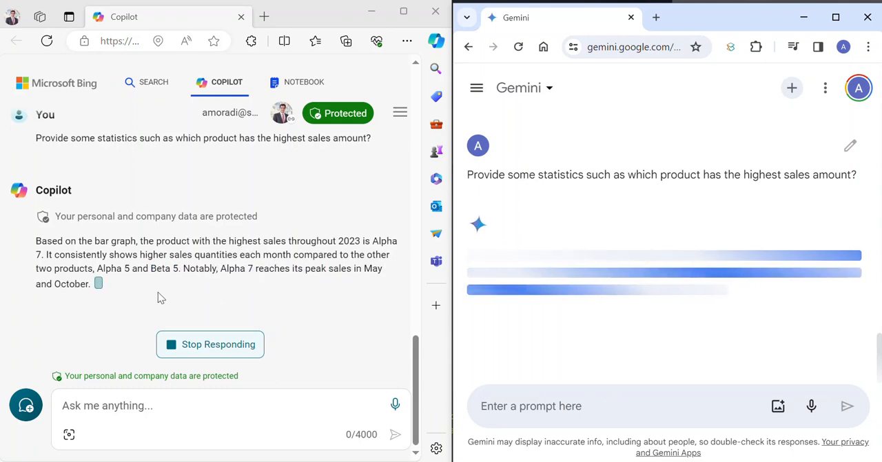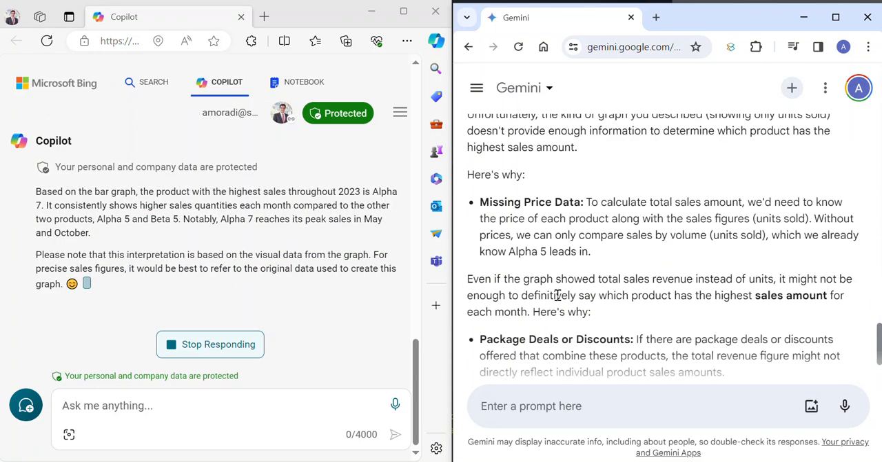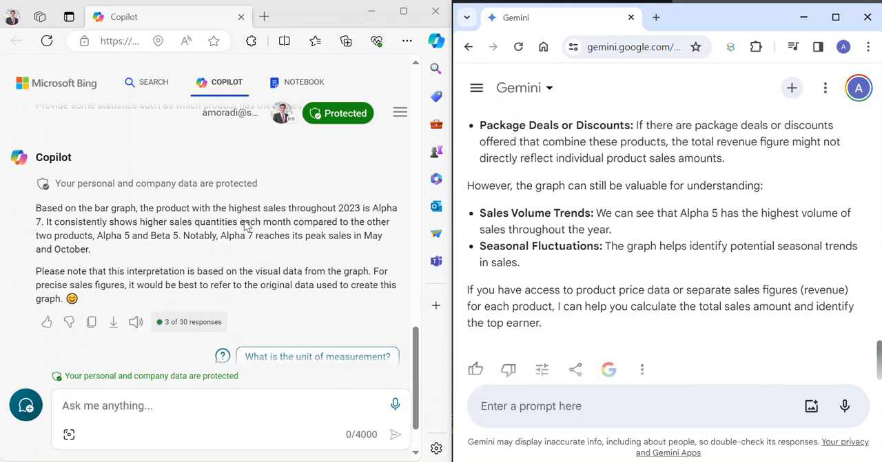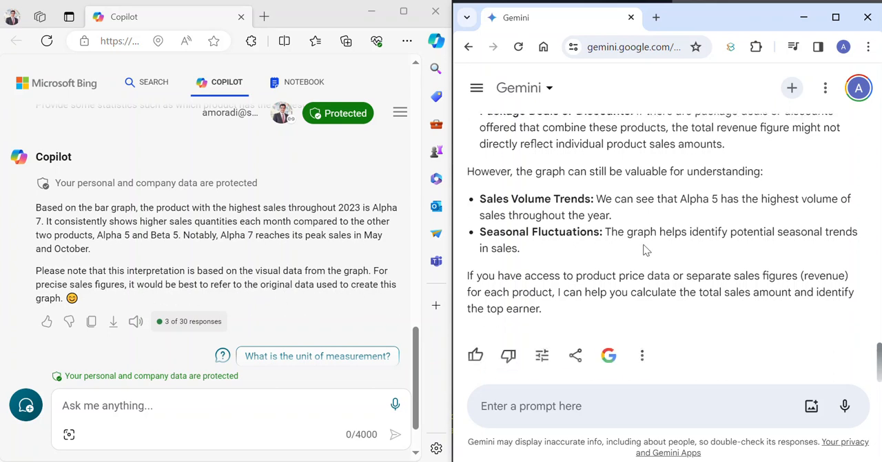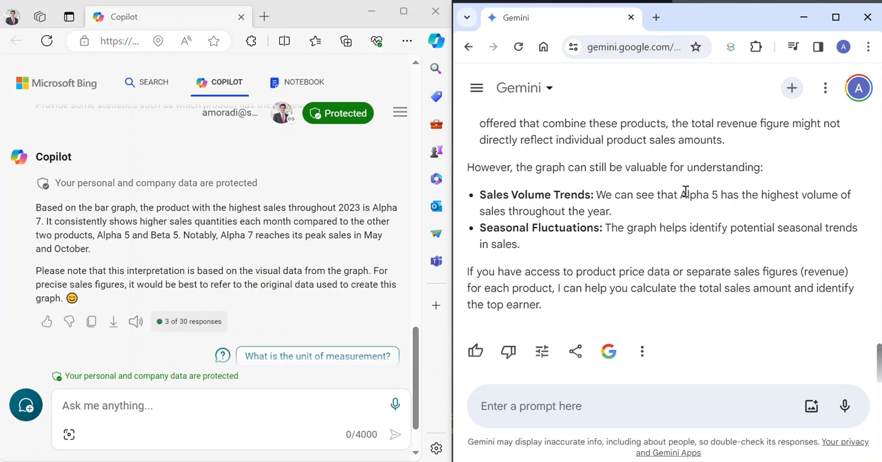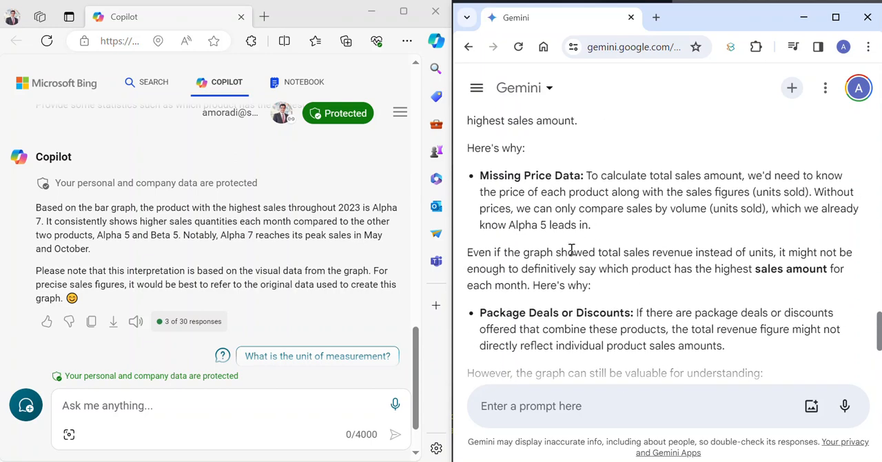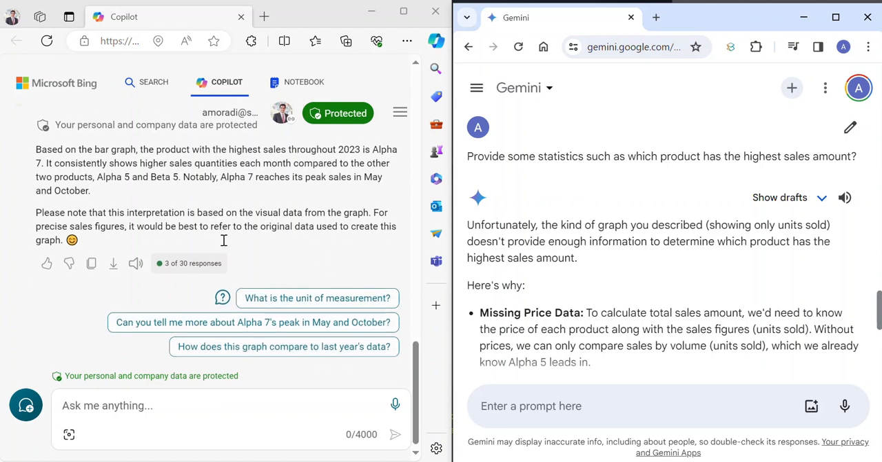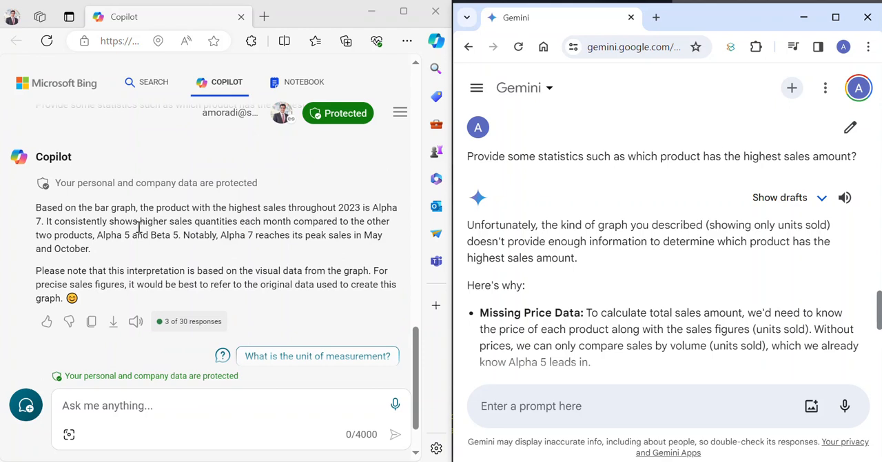Which product has the highest sales? Now, missing price data. It seems that their approach is totally different. And yeah, even the graph can still be valuable for understanding. Very general information, and it even says, unfortunately, the kind of graph described doesn't provide enough information, but again, Copilot provided some information. It consistently shows higher sales. But anyway, there's the ranking of the products.